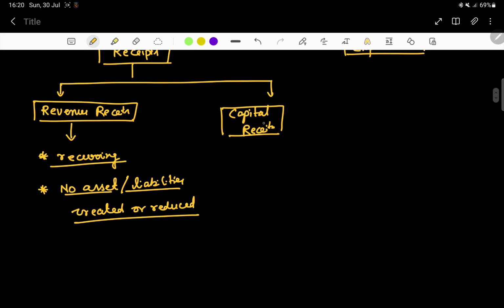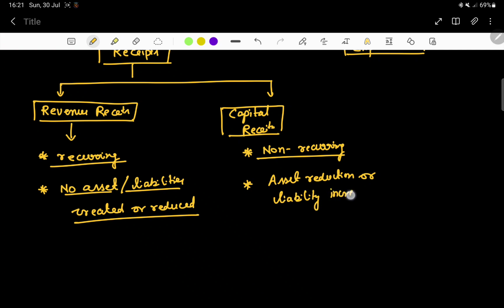But if we look into the capital receipts, they are non-recurring. Non-recurring means there is no surety that you will get this capital receipt time and again. And secondly, they involve asset reduction or liability increment.